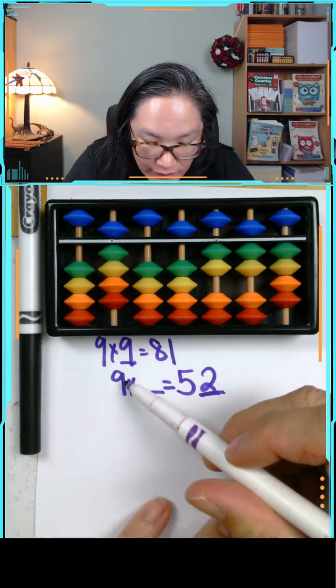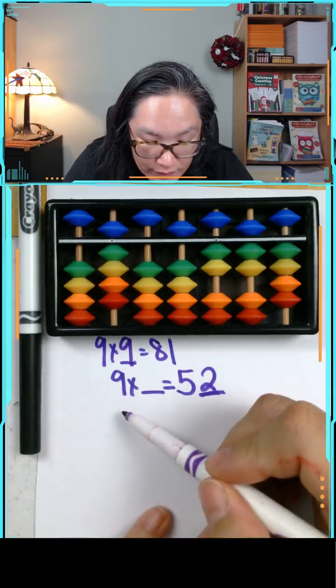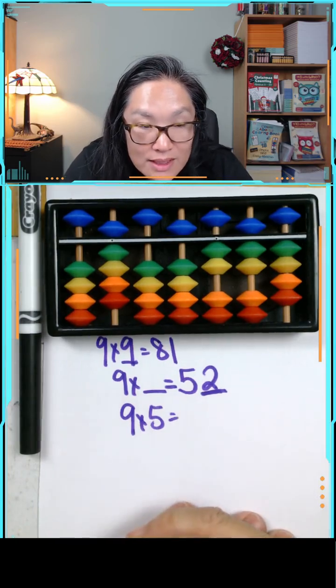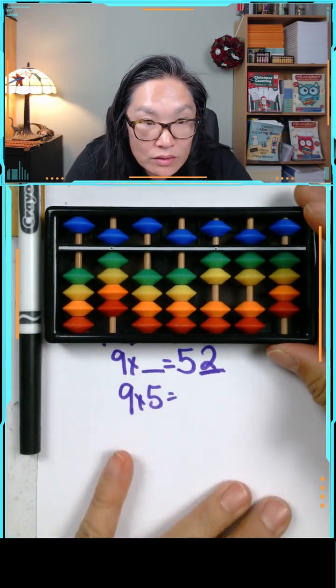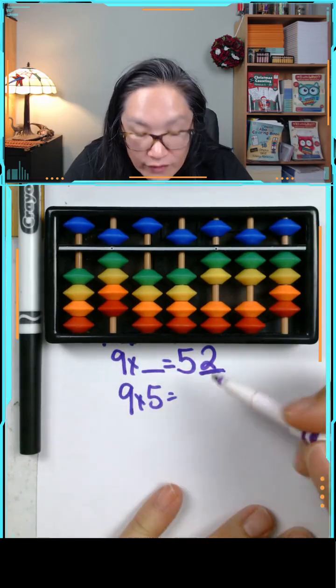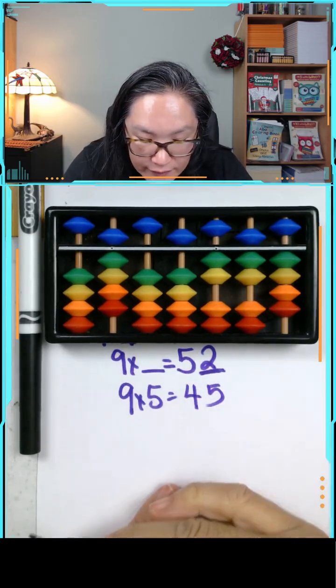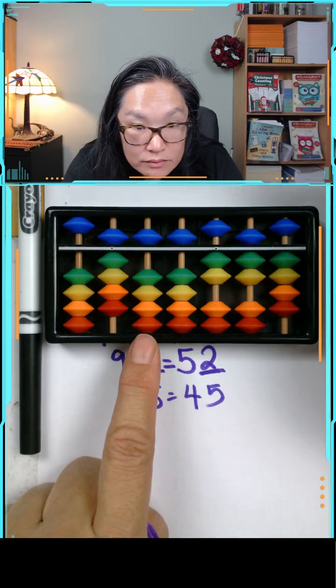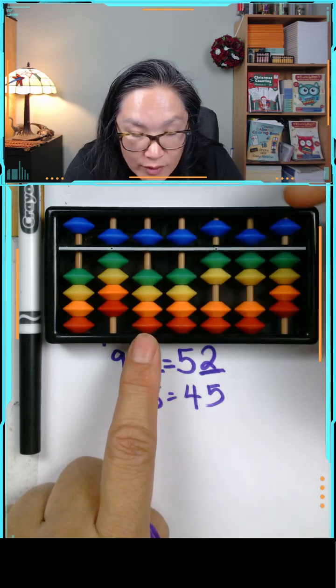5 times 5. 9 times 5 is equal to... What is 9 times 5? 45. Thank you. 45. Add my 5 to my quotient.